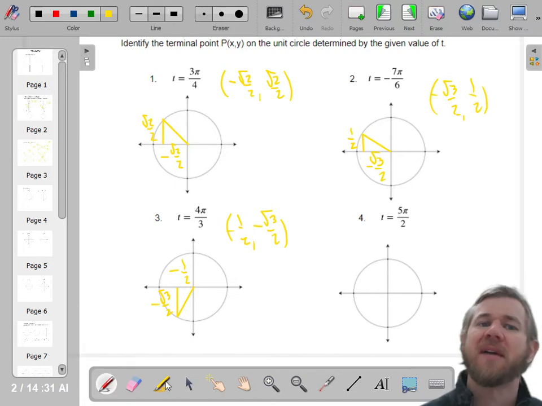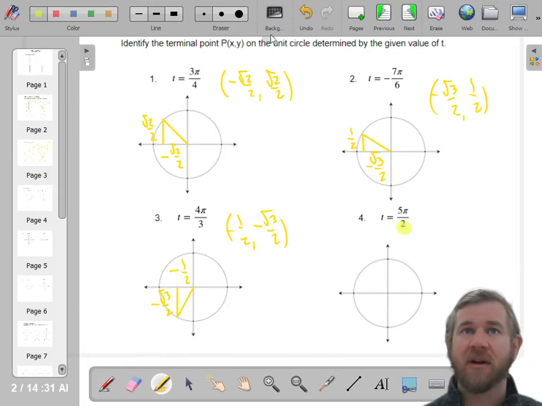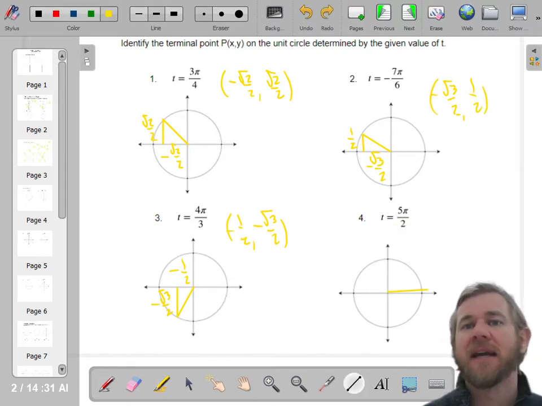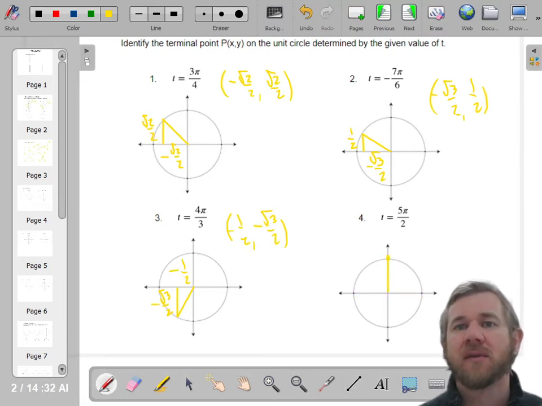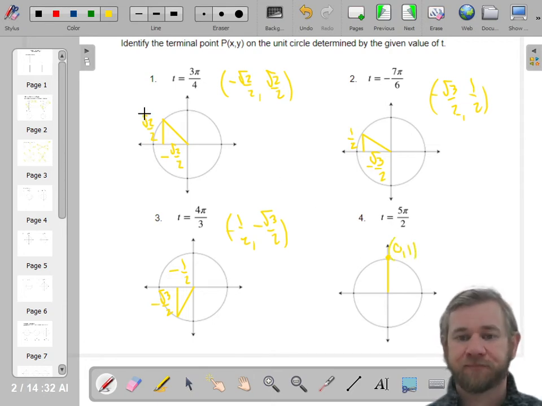5 pi over 2. So pi over 2 means it's going to be one of those 90-degree reference angles. So let's count by 90s. We're going to go 1, 2, 3, 4. That's 5 pi over 2s. 5 pi over 2s is the same as 1 pi over 2. That's at 0, 1. So 0, 1.